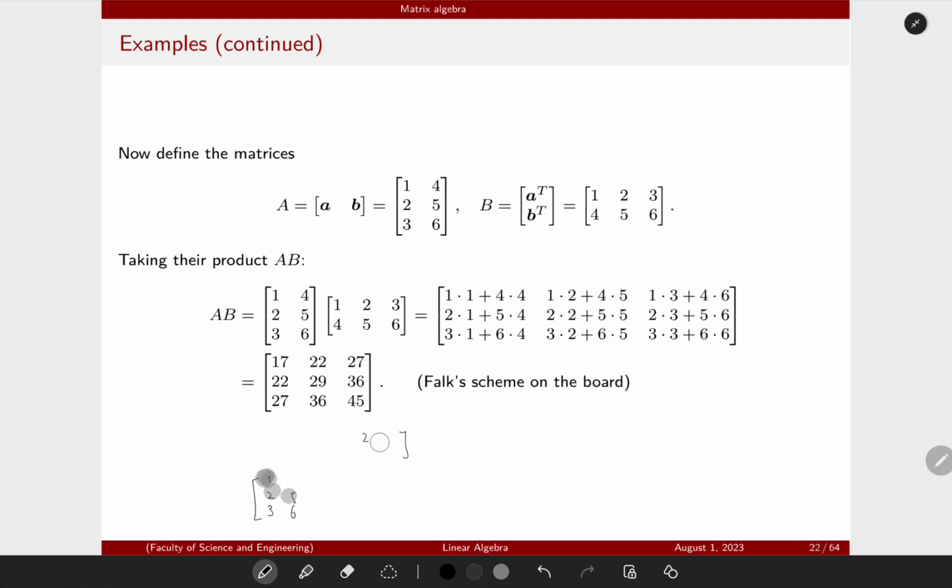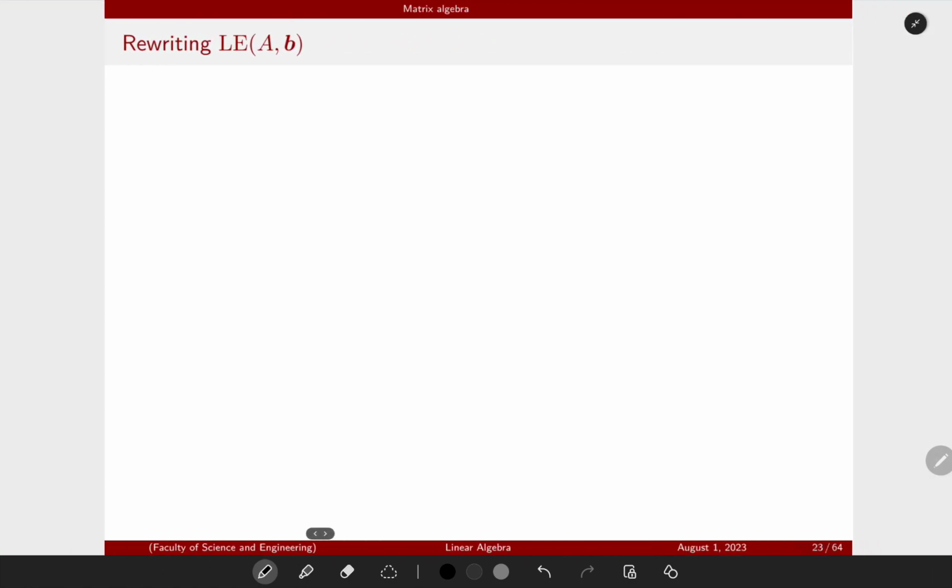You will find the 3 by 3 matrix. I hope that was clear. If you have any questions, again, you can always email me.